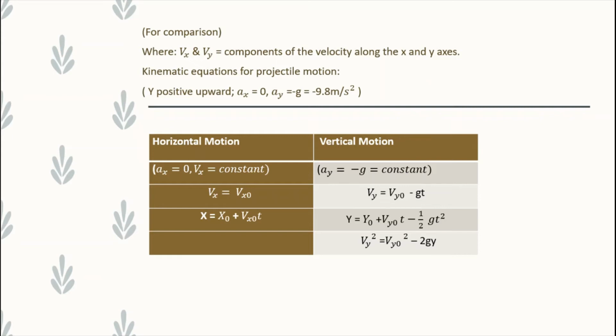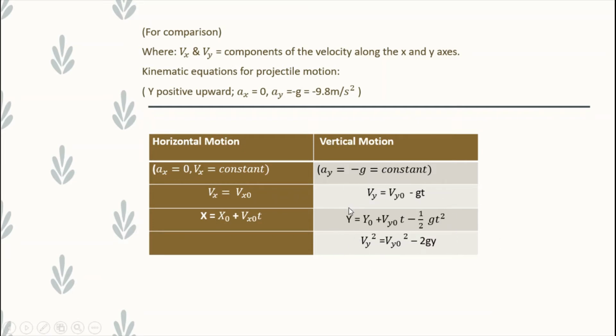a sub y, since our gravity here is acting on objects vertically, is negative g, or negative 9.8 meters per second squared. So for horizontal motion, we have to take note that a sub x is equal to 0, and v sub x is constant. So we can make use of these equations. For the vertical motion of objects in projectile motion, a sub y is always negative 9.8 meters per second squared. Here we can make use of these equations.